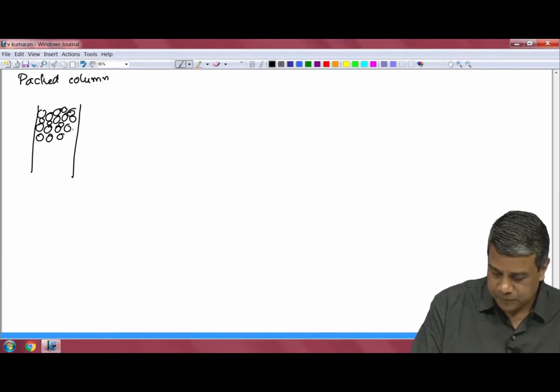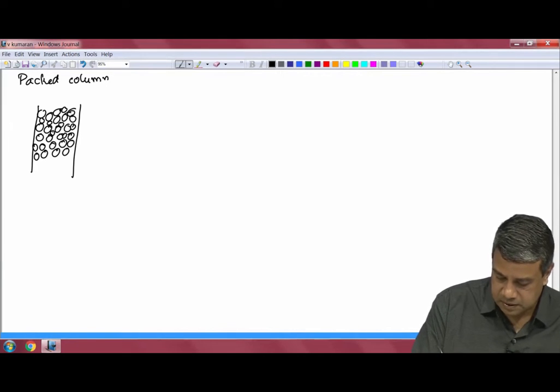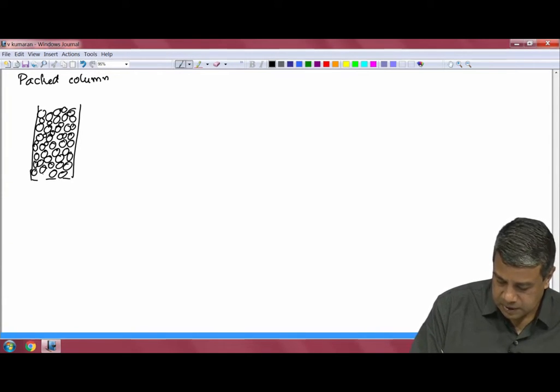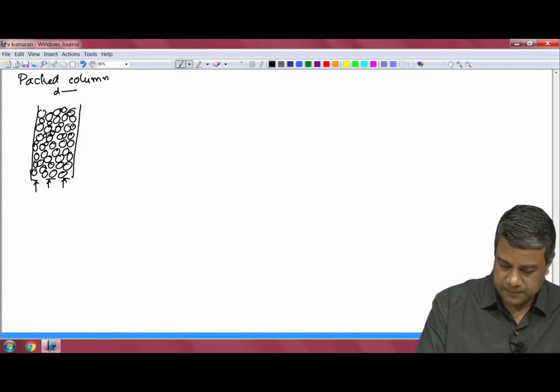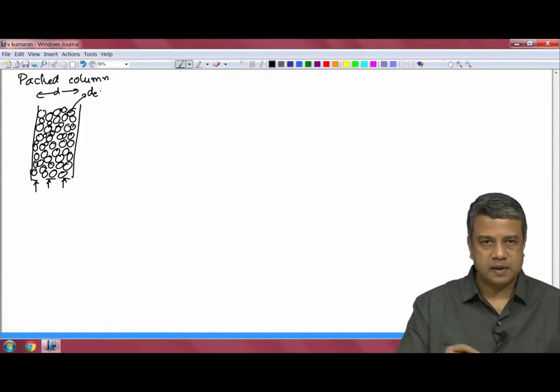And fluid is being pumped through this column by an external pressure difference that is applied across the particles. The particles are in contact with each other, so the mechanical stability is maintained by the interparticle contacts. And then fluid flows through the voids between these particles. The bed diameter I will call d, and the particle diameter I will call dp, or the equivalent diameter for a single particle.